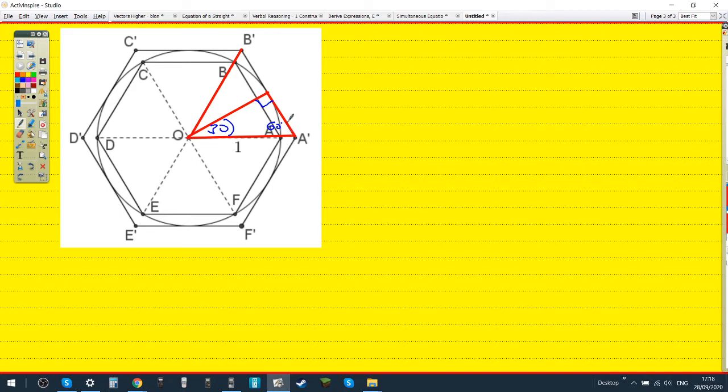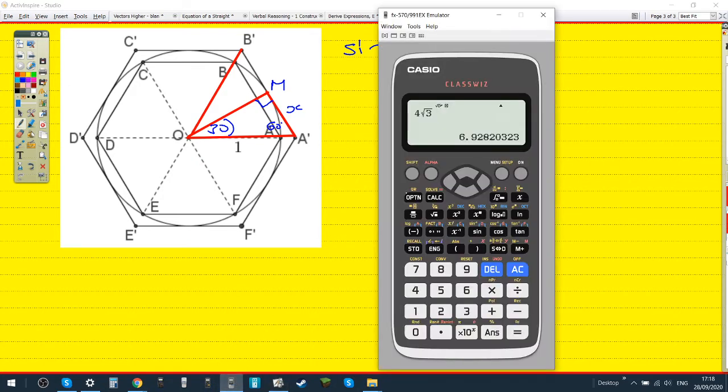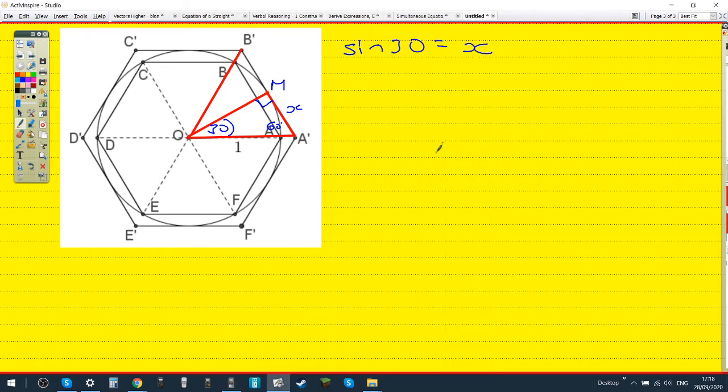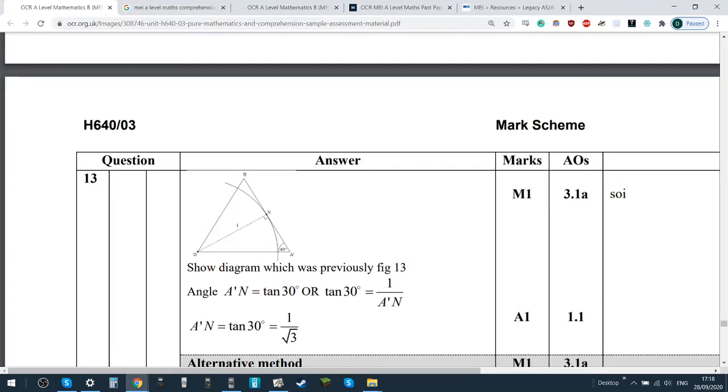And so, let's see. I don't know why it didn't work with cos, but... So if we call that X, let's do sine. Sine 30 equals X. I mean, that'll be the same number. Yeah, sine 30 is equal to cos 60. Yeah. Something is wrong. What are we doing? 60.